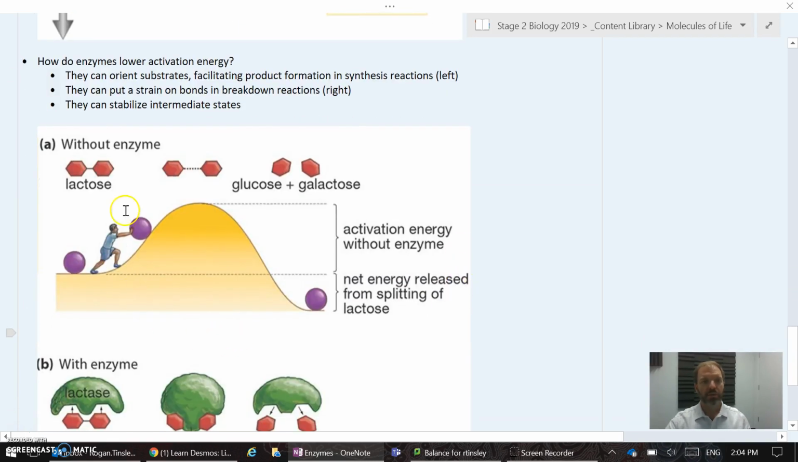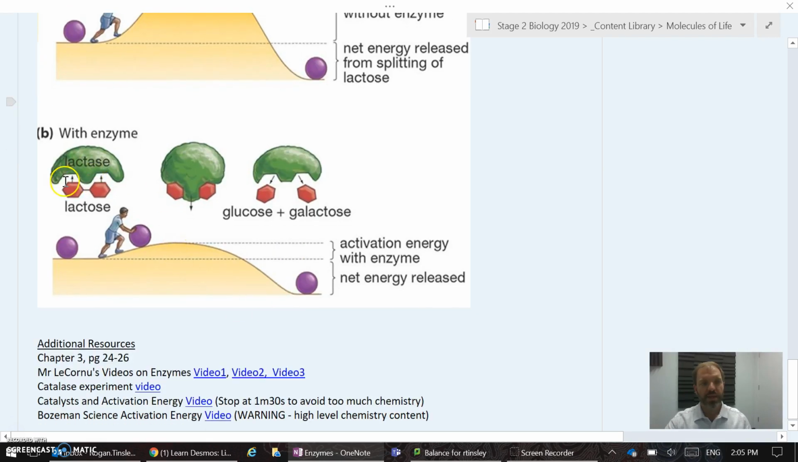So how does that happen? Well, here's another example of lactose being broken into glucose and galactose. Again, this is two sugars that break up to form those, and this man pushing the ball up the hill is meant to represent the high amount of activation energy required before that ball can roll down. In this case, with the enzyme, what we see is that by binding and forming an enzyme substrate complex, the enzyme changes shape around there and actually puts strain on those bonds and will break that bond and mean that the glucose and galactose can come off more easily. So by binding to an enzyme, you are putting strain on the bonds, and that lowers the activation energy.